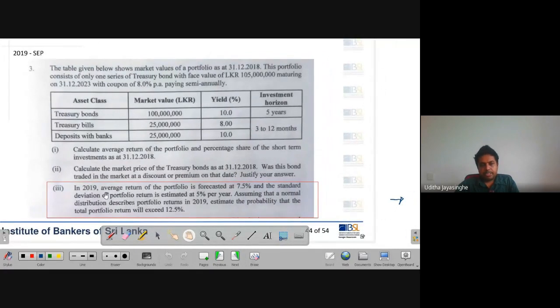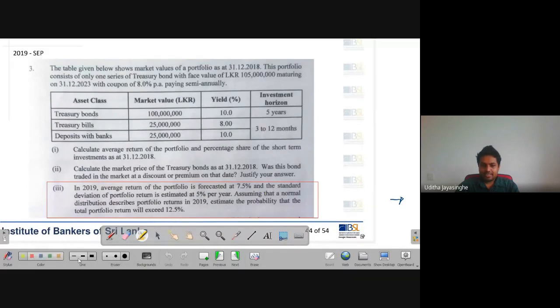Let me read it out. In 2019, the average return on the portfolio is forecasted at 7.5%. It is a portfolio return, that's why it is given in percentages. So average return is 7.5%, and the standard deviation is estimated at 5%. Somewhat a higher standard deviation. Average is 7.5%, standard deviation is 5%. Assuming a normal distribution describes the portfolio return in 2019.